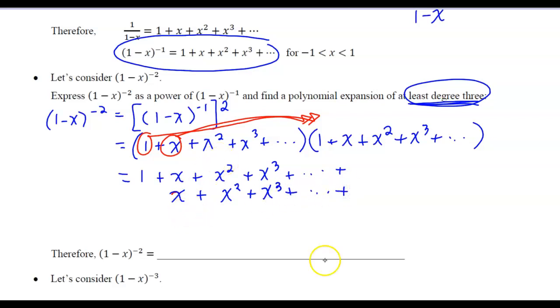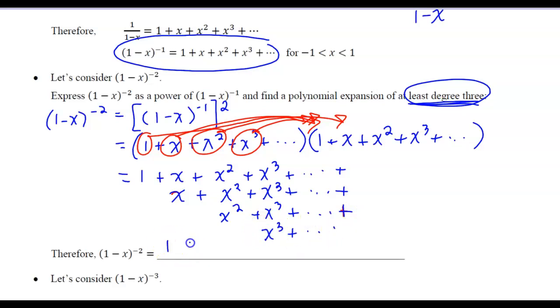And then x squared times everything will be x squared, plus x cubed. Do the same thing over again. I'm not showing any more terms because they're really irrelevant for a degree 3 polynomial. So I've done those, and then x cubed times everything, that'll just be the first term, which will be x cubed.